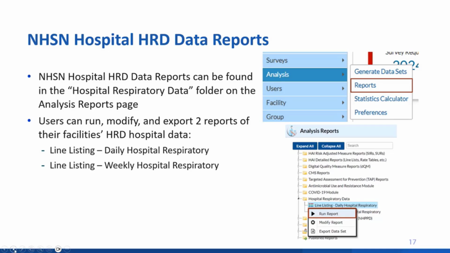The NHSN HRD data reports can be found within the hospital respiratory data folder. Users can generate two reports of their facility's HRD hospital data. The first one would be line listing daily hospital respiratory, and the second would be line listing weekly hospital respiratory. You can either run a report with default settings, choose to modify report settings, or export the underlying data sets for that report.